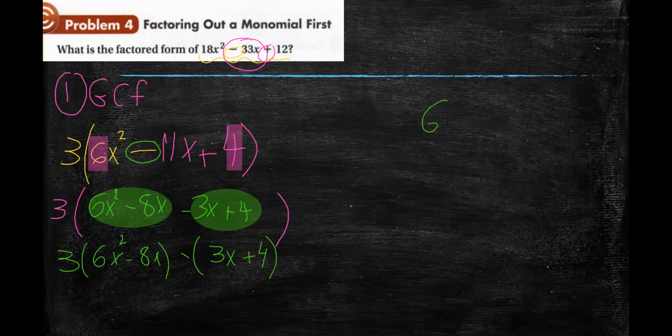Here we have 6x squared and 8x. Now then, what are the factors of 6x squared? 2, 3, and 2 x's. 3, 2x, x. 3, 2, and x, and x squared. 2 and x.